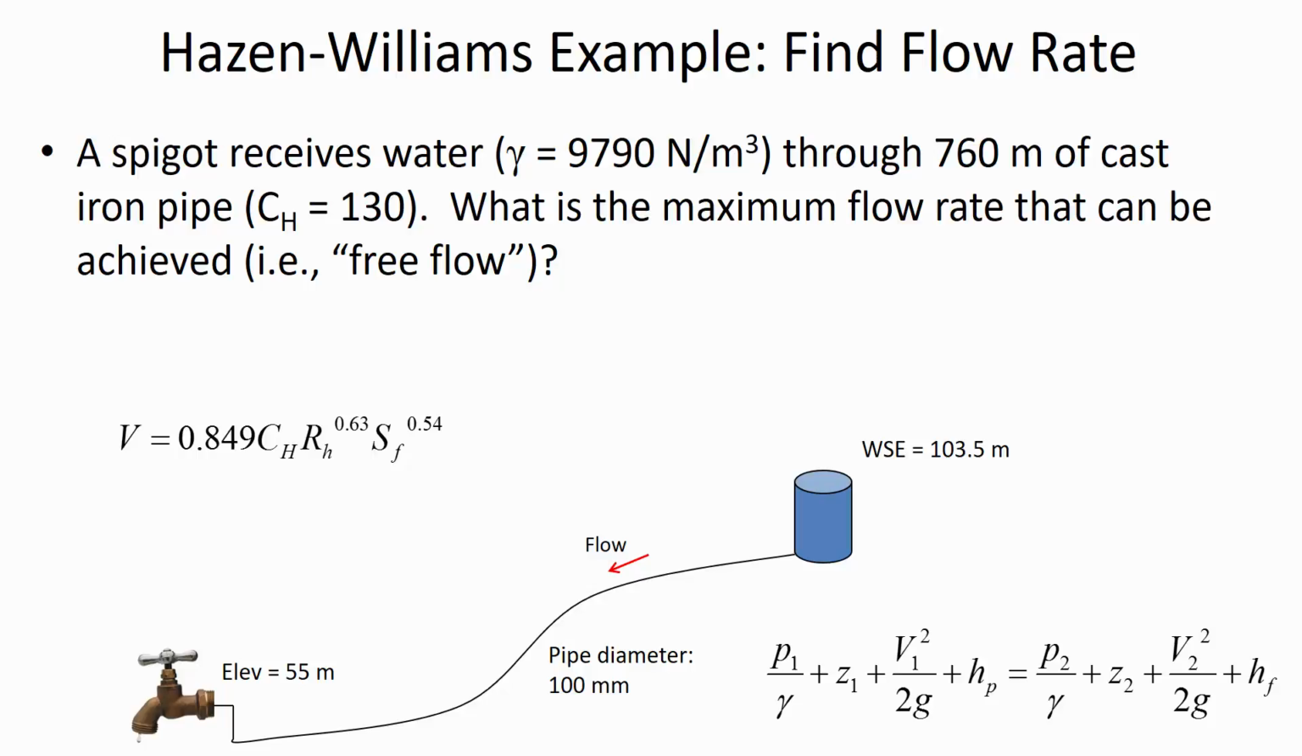So see if you can find the flow rate in the circumstances that are described here, just by substituting into the Hazen-Williams equation. Anybody remember what's the hydraulic radius of a pipe that's full? That's right, d divided by 4. All right.